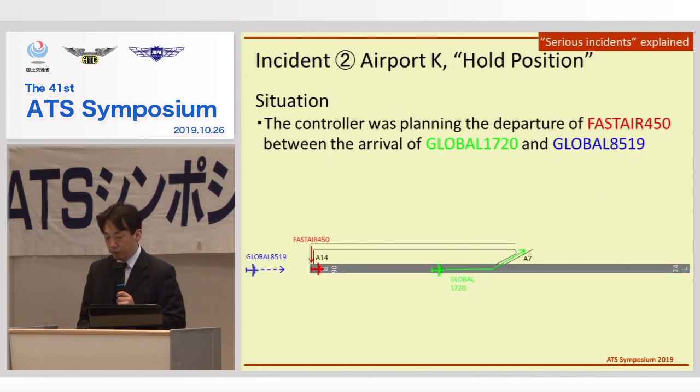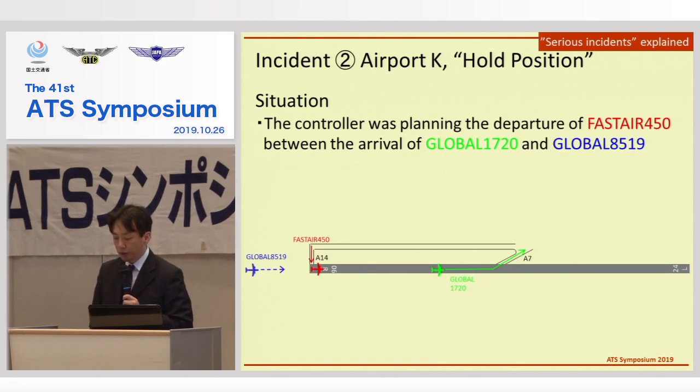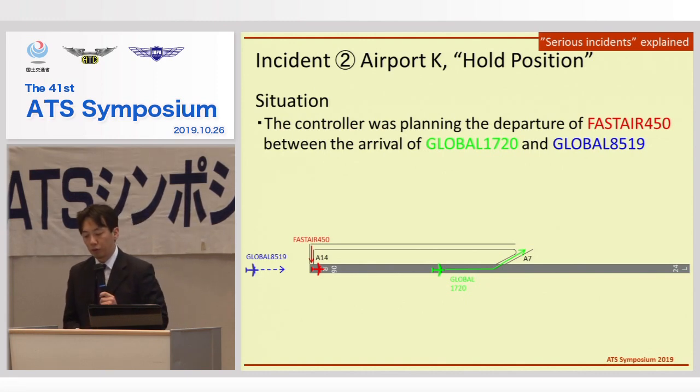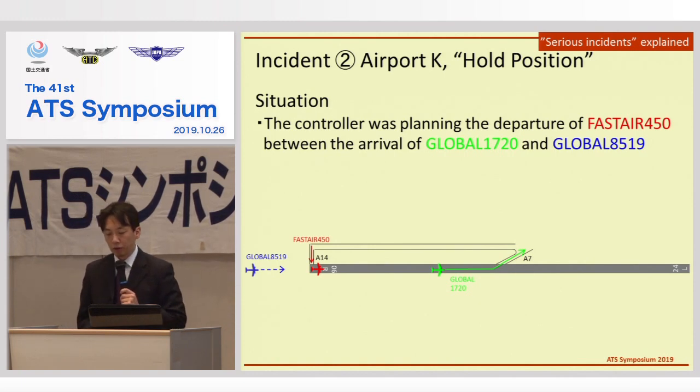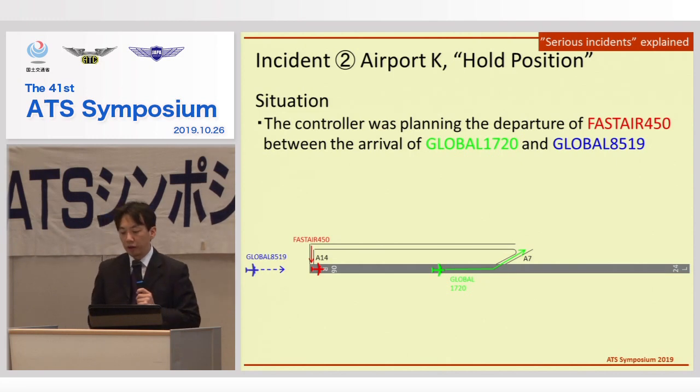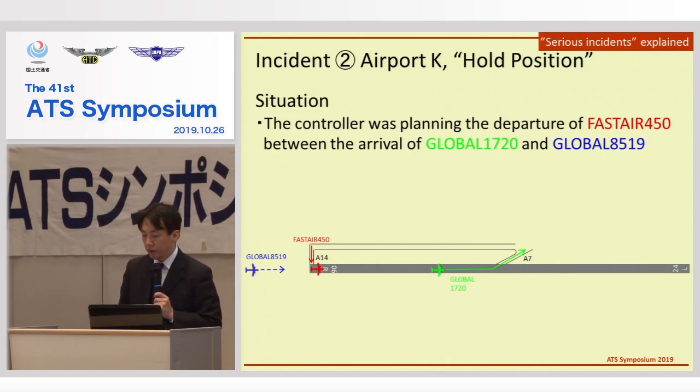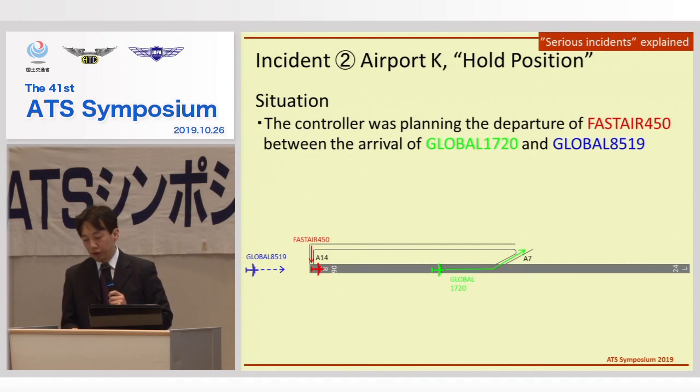The next incident took place on runway 06 right of an international airport. The controller was planning the departure of Fast Air 450 between 2 arrival aircraft, Global 1720, the green one, and Global 8519, the blue one. So the controller instructed Global 8519 to reduce speed, but it was too heavy to slow down. They had only little stall margin.